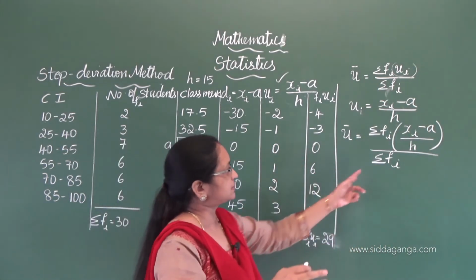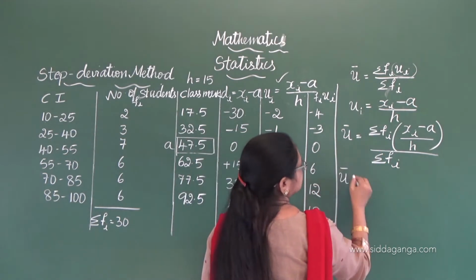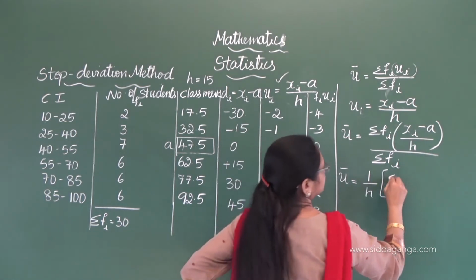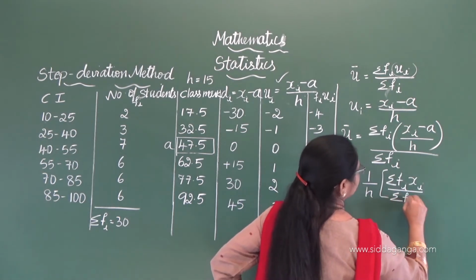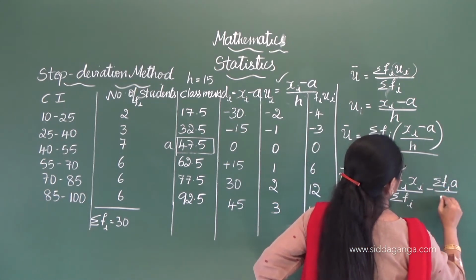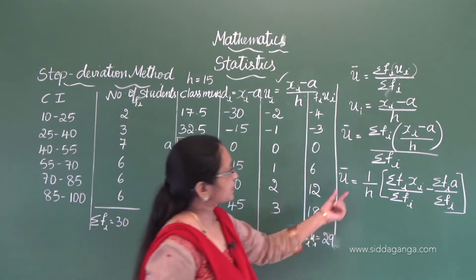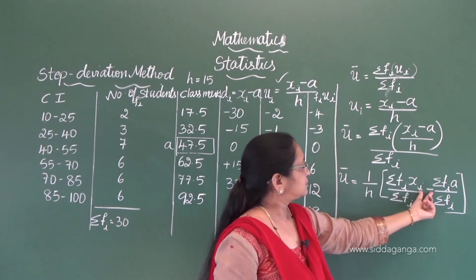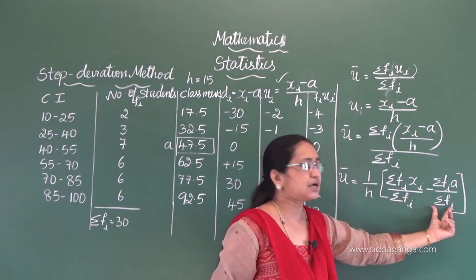Now I am going to separate the denominator as well as this h. See, u bar is equal to, I just bring this h outside. What remains here? Sigma fi xi divided by sigma fi minus sigma fi a divided by sigma fi. I hope you understood this. Here 1 by h I have taken out. Here sigma fi into xi minus sigma fi into a, and this denominator I have separated.